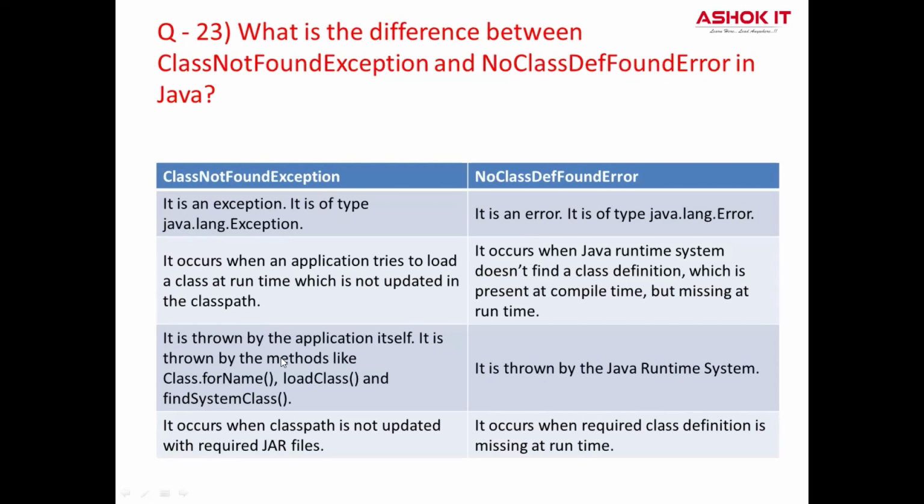ClassNotFoundException is thrown by the application itself, by methods like Class.forName, loadClass and findSystemClass. And NoClassDefFoundError is thrown by the Java runtime system. ClassNotFoundException occurs when the classpath is not updated with the required jar files. And NoClassDefFoundError occurs when the required class definition is missing at runtime.